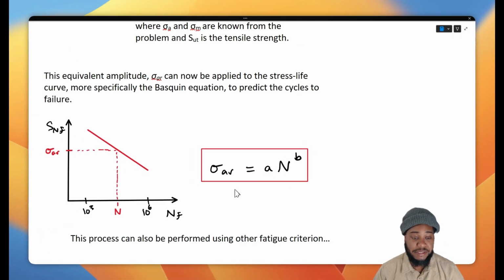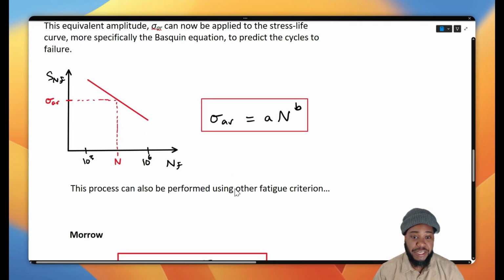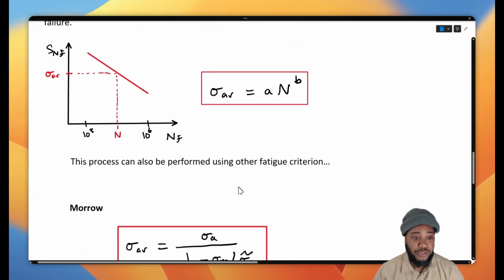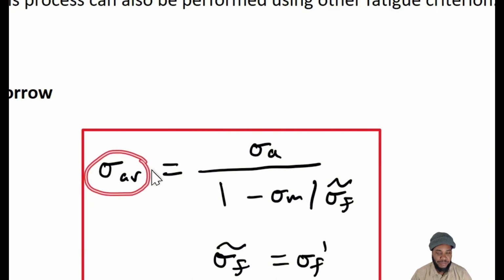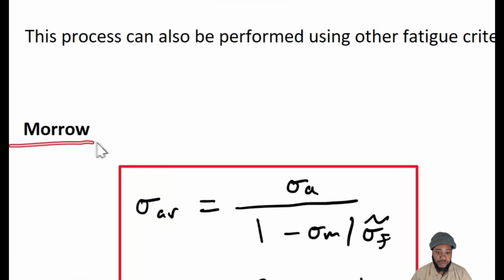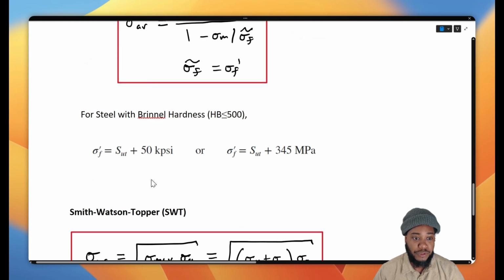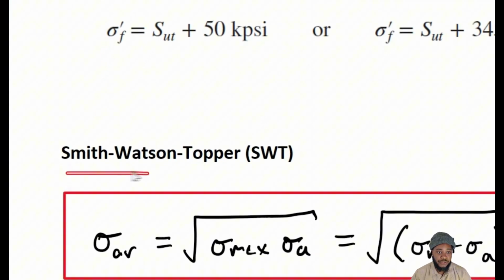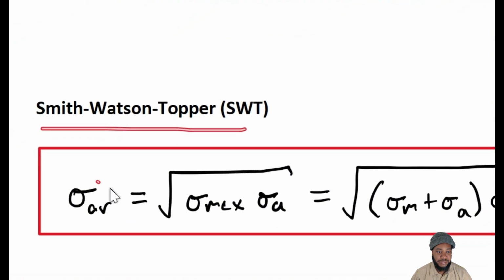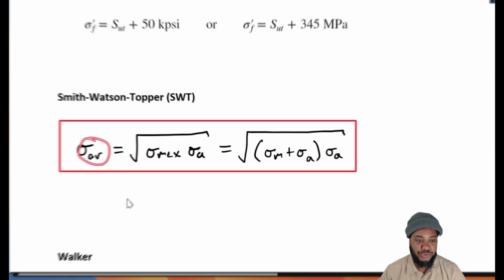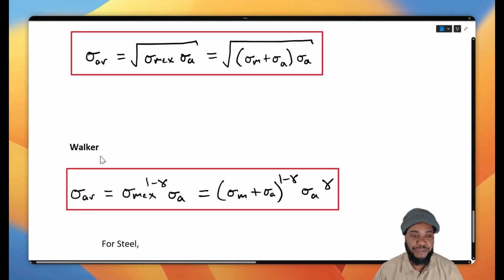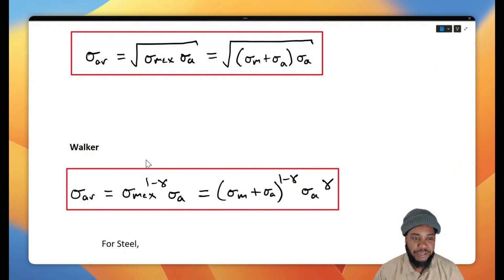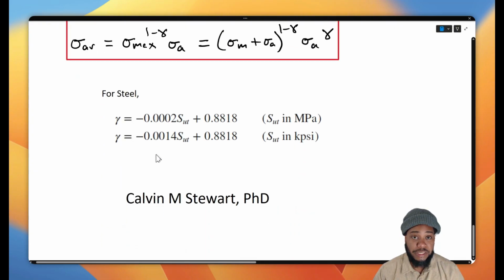Now this process can be performed using any of the other fatigue criteria. For example, we could replace the endurance limit with the equivalent stress amplitude and rearrange and solve in terms of Morrow's equation. We could also use Smith-Watson-Topper and find an equivalent reversed stress, or even the Walker equation. We can do this with any of the fatigue criteria that we have available, right? And that's it.